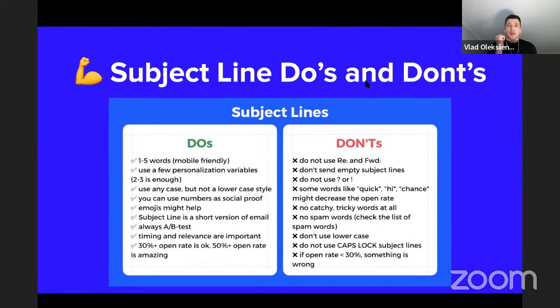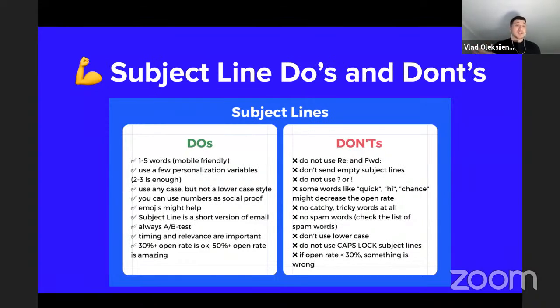Also, here are subject line do's and don'ts based on data insights we analyzed before, and I share this list with our SDRs at Reply. So here's what I suggest to do. Use 1-5 words in your subject lines, so that's how you can keep it mobile friendly. Remember about these 30 characters in your subject line. Use a few personalized variables. 2-3 is enough, or maybe even 1.